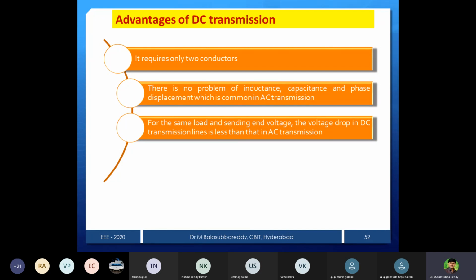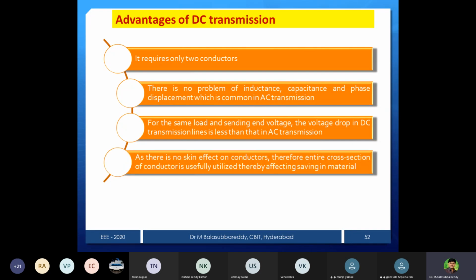And for the same load and sending end voltage, the voltage drop in a DC transmission line is less than in an AC transmission line. Obviously there are corona losses and some conductor losses, because there are only two conductors or one conductor when compared to AC. With skin effect and these other problems, the DC voltage drop will be less compared to AC. As there is no skin effect on the conductors, the entire cross section of the conductor is utilized, thereby saving material.